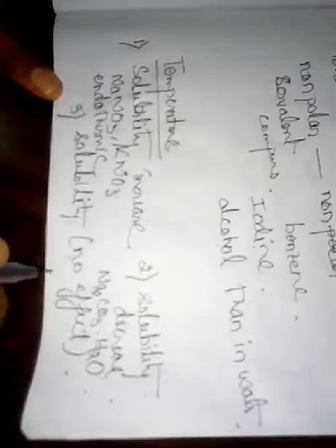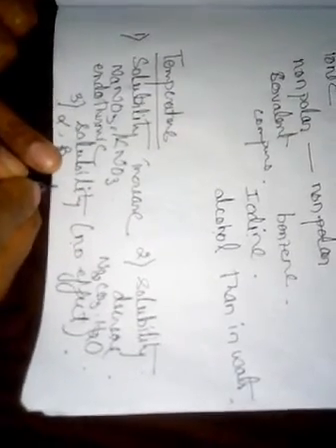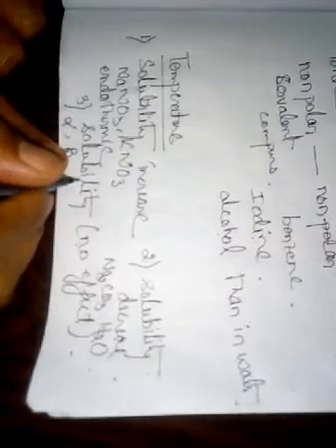For the compounds where there is no effect of temperature on solubility, generally it is the transformation of one polymorphic form to another or one hydrated form to another. We have different polymorphic forms, alpha and beta. If conversion of alpha to beta form takes place, there is no effect of temperature on solubility. If one hydrated form of a substance changes to another, then also there is no effect of temperature on solubility.